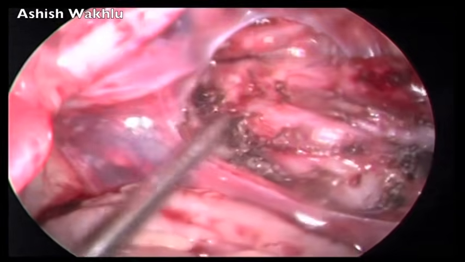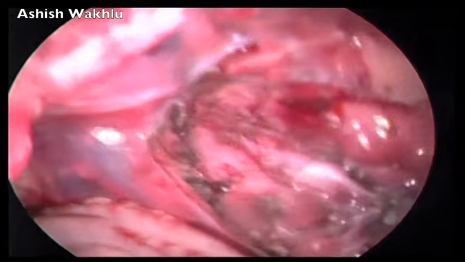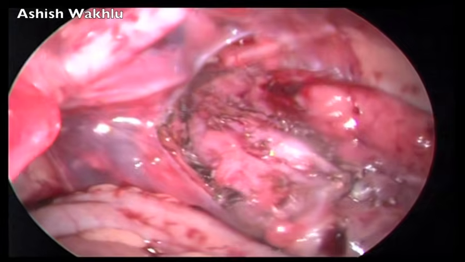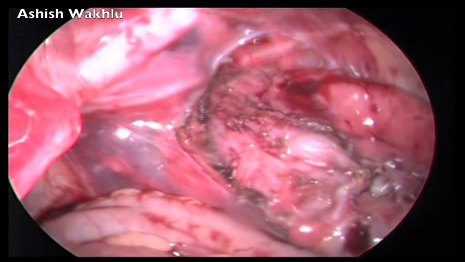At this point, we can clearly see the terminal rectum narrowing down to continue into the fistula. This child had a prostatic urethral fistula.